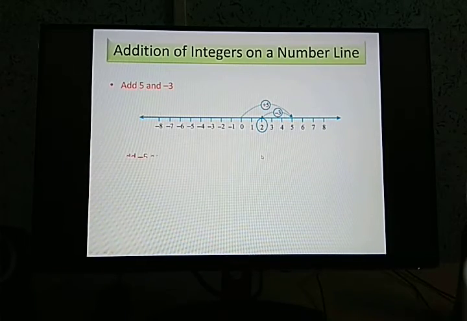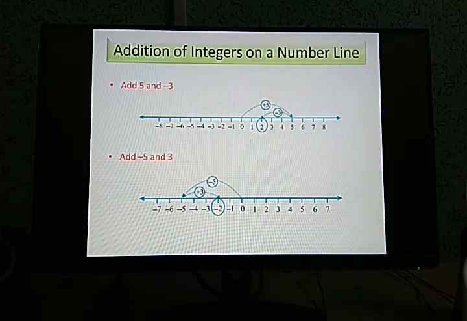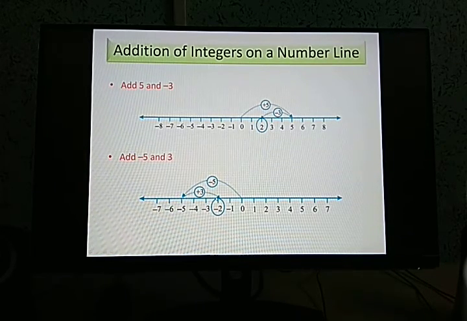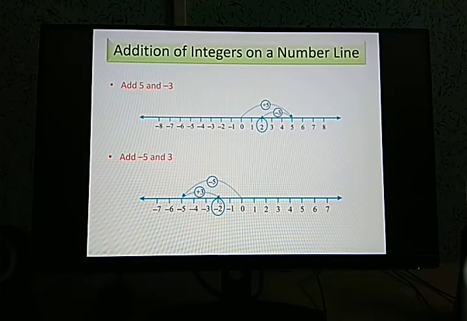Now next is a similar kind, but here first minus sign is there. So the first number has a minus sign. So obviously it will go from 0 towards left. Since minus sign is there, it will go towards left, where it will be minus 5. Now next number is plus. So it will go towards the right from that number. So after reaching minus 5, it will go again towards the right, that is plus 3 steps right. So it will reach minus 2.